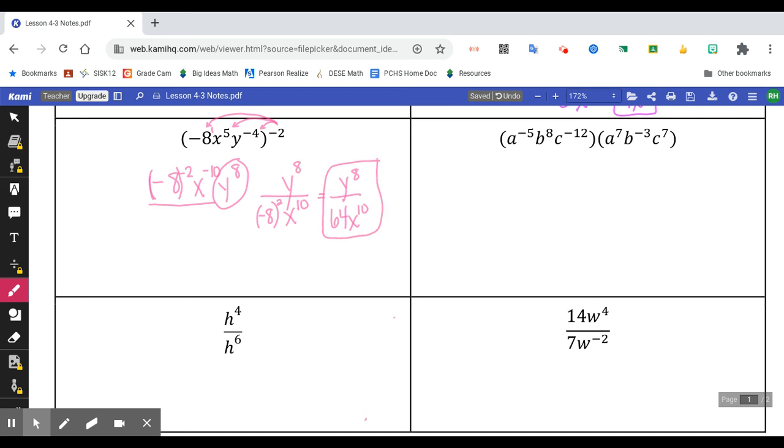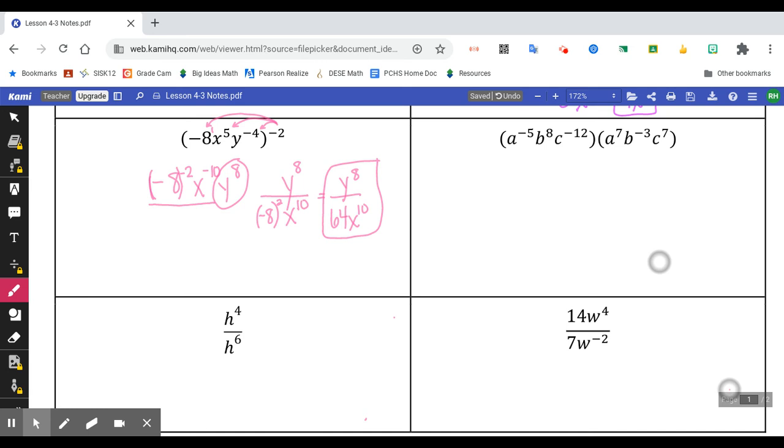All of your properties that you've already learned are still in place. Okay, we're still doing the same exact thing with all those. We're just dropping those negatives to the bottom of a fraction. That's the new step. Okay, so let's go to the next one.